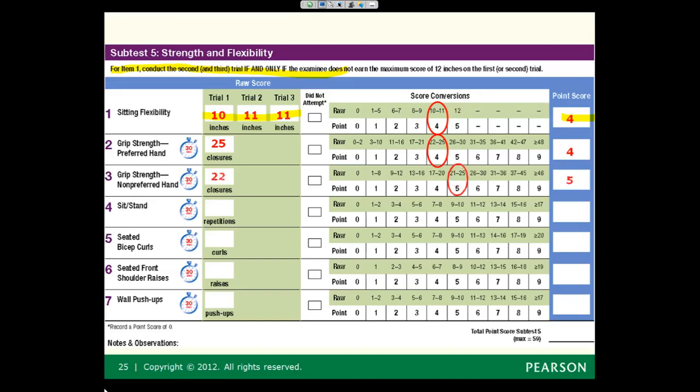Now, in terms of grip strength with her preferred hand, she was able to do 25 closures in 30 seconds, with her non-preferred hand, 22 closures in 30 seconds. She was able to sit and stand 11 times in 30 seconds. She was able to do seated bicep curls 3 times, only 1 front shoulder raise, and 4 wall push-ups. So again, we're starting to see some variability here in her test performance as well. Some of the strength activities are a difficulty for her. So overall, she did pretty poorly with 24 out of 59, but we see some scores here that are a little bit more concerning than others.